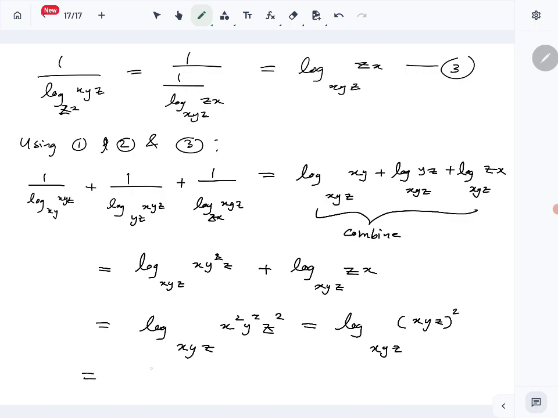Then use our exponent rule. 2 you can bring to the front. 2 log xyz, inside also xyz. What is that? That is equal to 1. So the answer is what? 2. So this is another application of the change of base formula. Right. Okay.